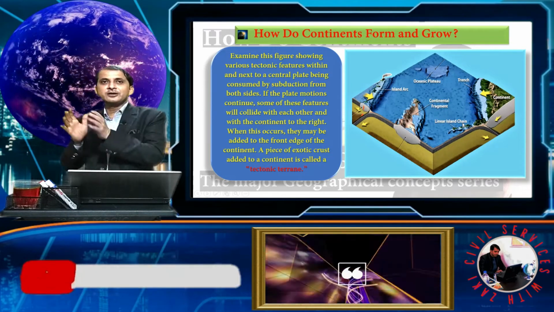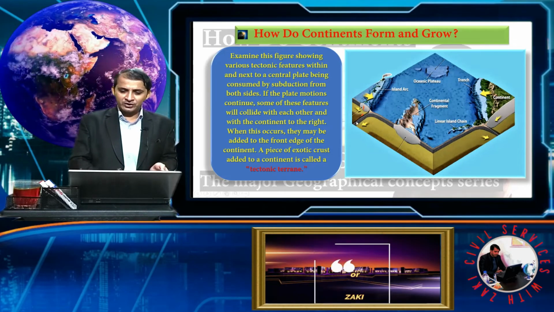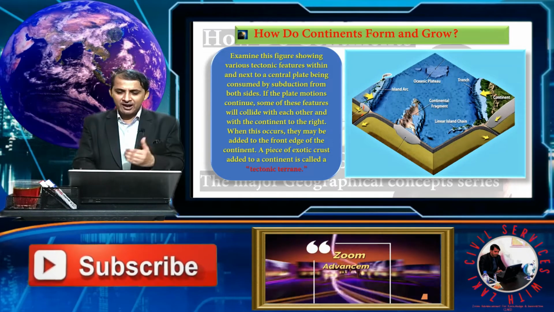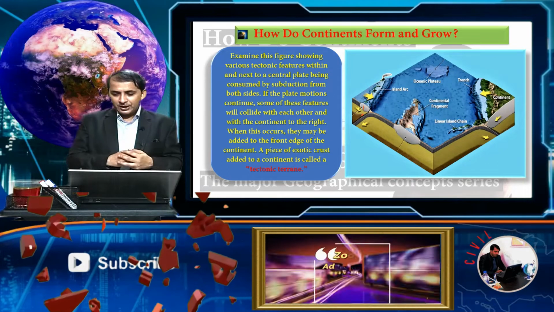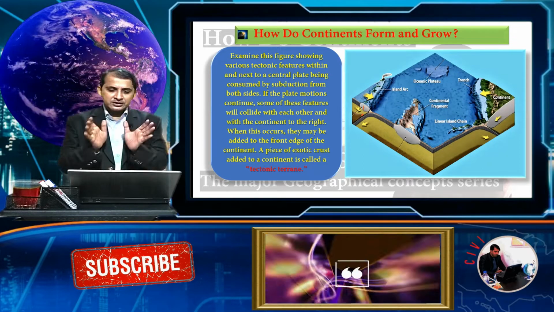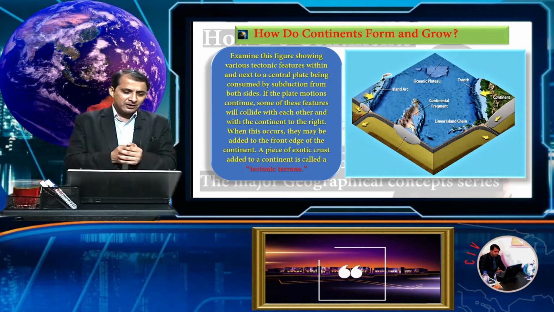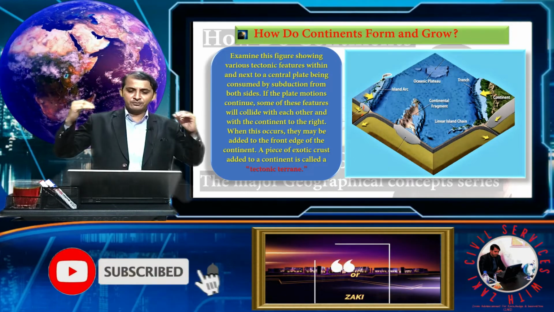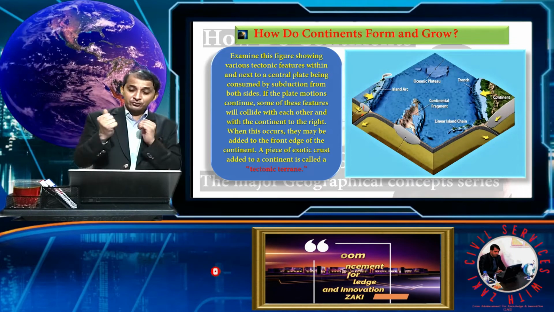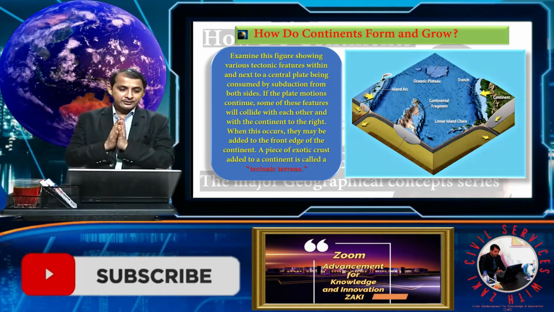The plate subducts on both sides, and you see some geographical features such as the volcanic arc, continental fragments, an oceanic plateau, and also some linear islands. So see some of the plate tectonic theory on both sides. If the plate motion continues to subduct, then some of these features will collide with the continent.